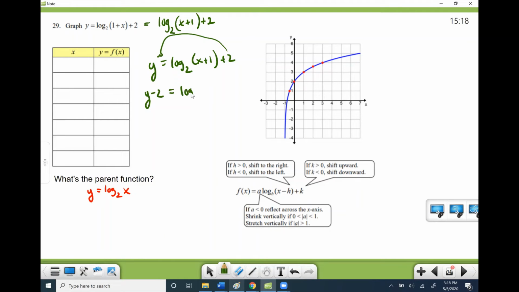And then I would be allowed to do the hook method because you have to isolate the logarithm first. So we isolated the logarithm, so now I could do the hook method. So I could say 2 to the y minus 2 equals x plus 1. That would work. But I'm still looking at that and thinking that that's not super easy to do. It could be done though.